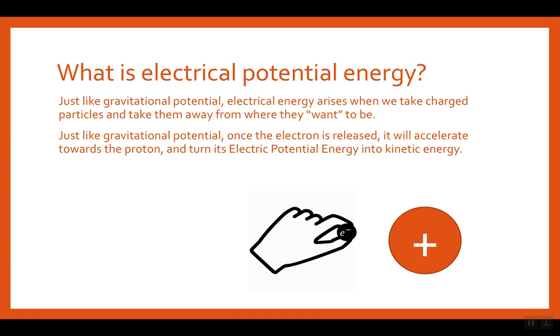Electrical potential energy is like gravitational potential energy. What we're doing is we're taking the charged particles, we're pulling them away from where they want to be. So the negative electrons want to be with the positive protons. They like them, they enjoy hanging out together. But if we pull them away, we've then got electrical potential energy. We need to use some energy to do that.